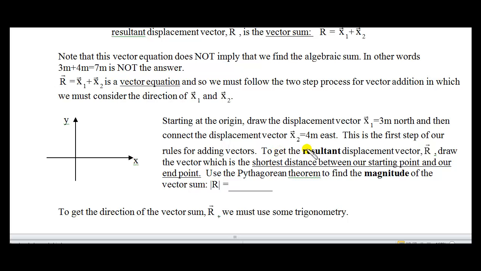To get the resultant, then you will take this displacement vector r by drawing the vector which is the shortest distance between our starting point and our end point, and use the Pythagorean theorem to find the magnitude of this vector sum. And notice there's absolute value signs around this quantity right here, and that indicates the magnitude. And then to get the direction of the vector sum r, we have to use some trigonometry. So get started on that, push that pause button, and then we'll take a look at what we come up with.